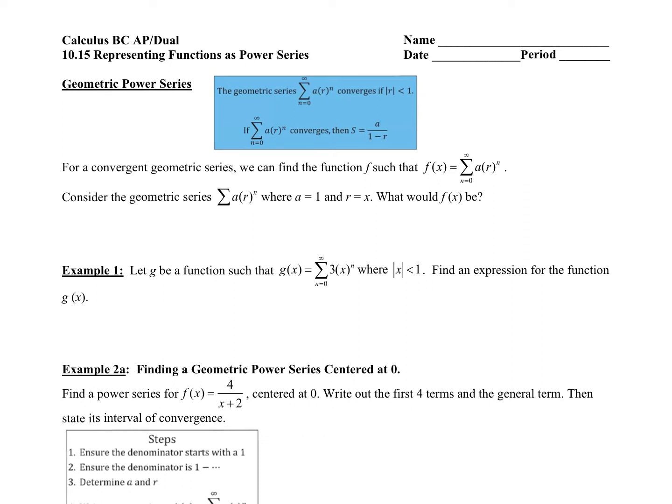So let's look at the geometric series here. And let's look at what happens if a is 1 and r is x. So what would f of x be if a is 1 and r is x?